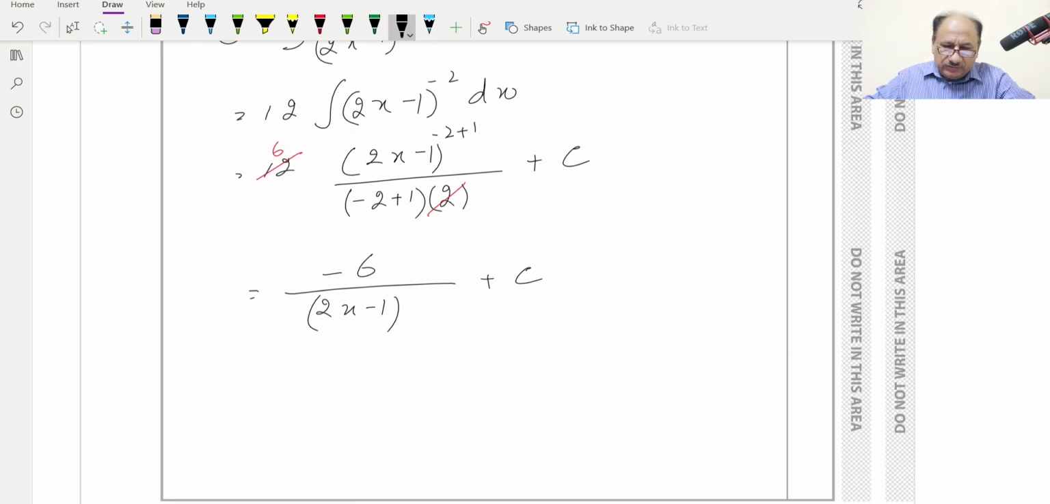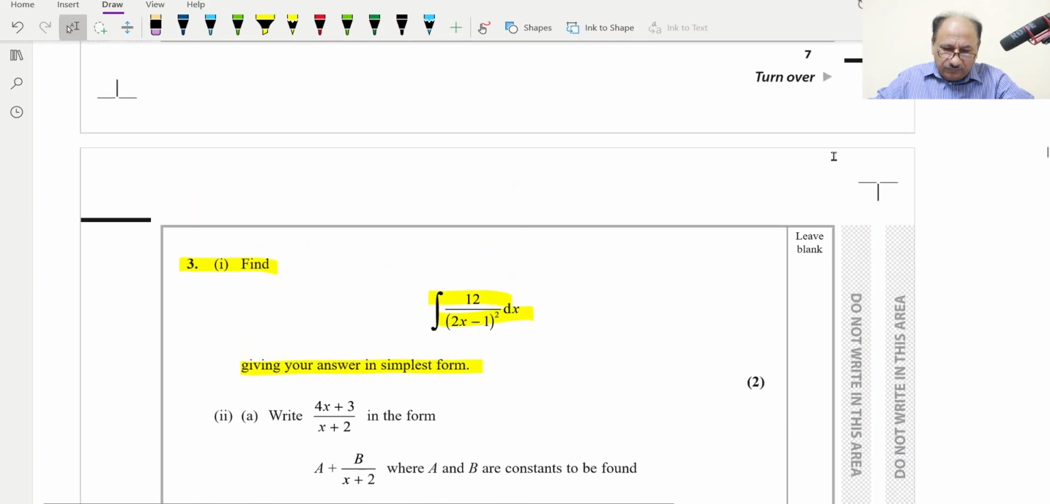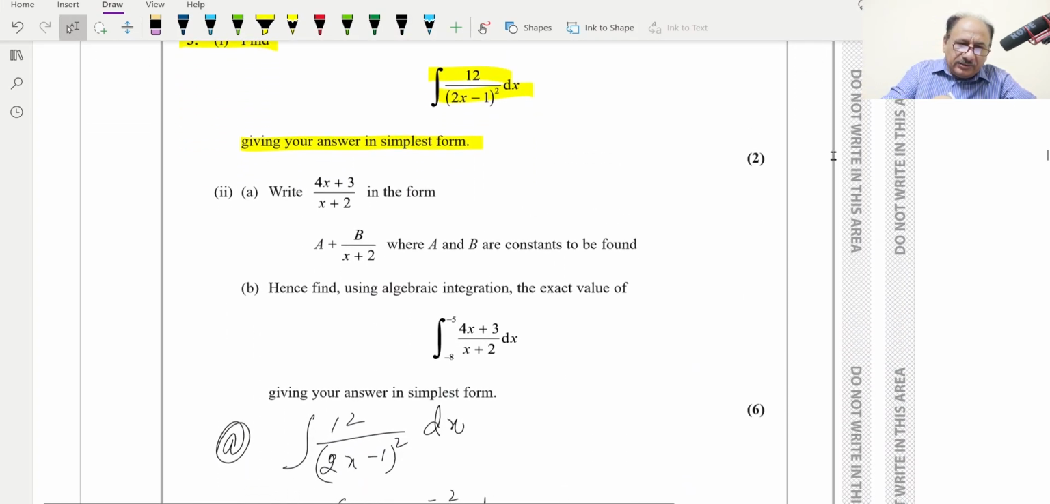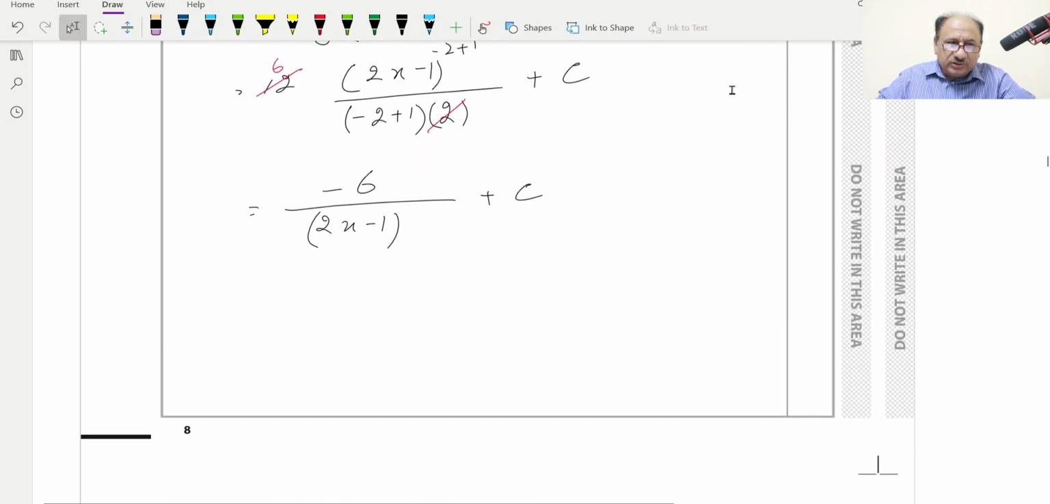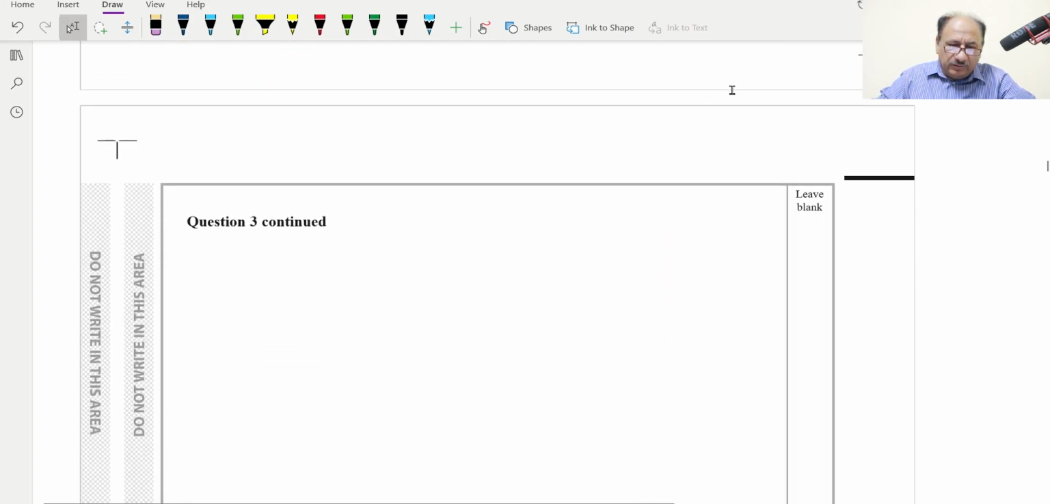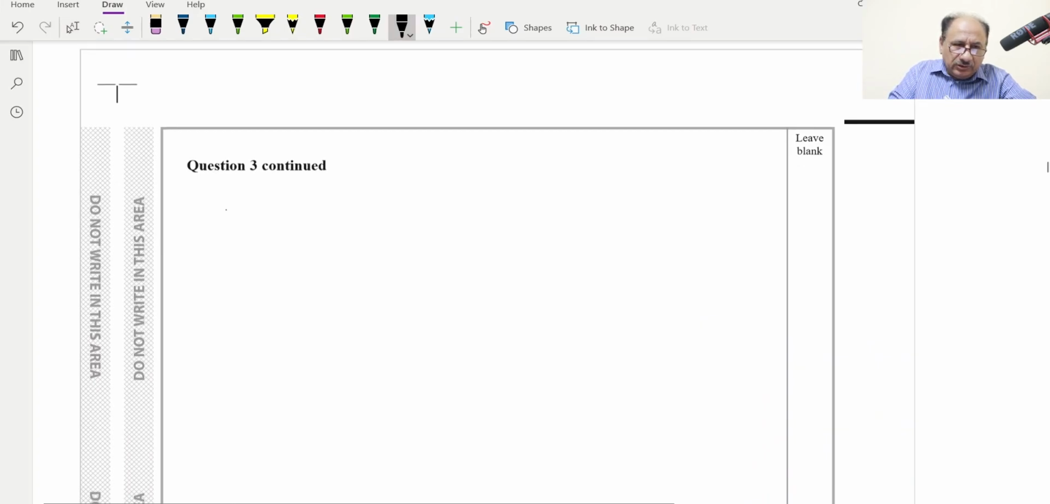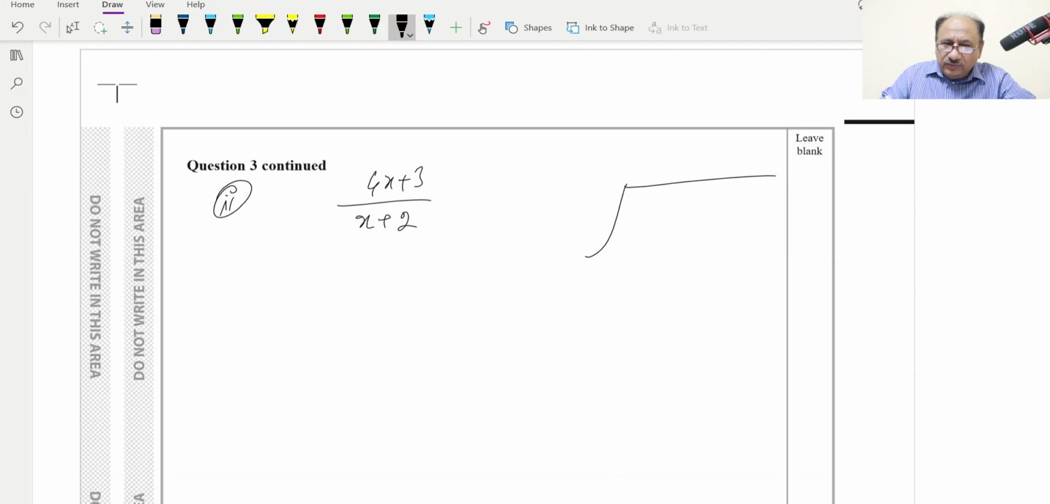Now this is the integration we found, and we write this in the form of a plus b. So this is like partial fractions. The second part we will be solving over here: 4x plus 3 over x plus 2. So we can do the division method. So 4x plus 3 and x plus 2.